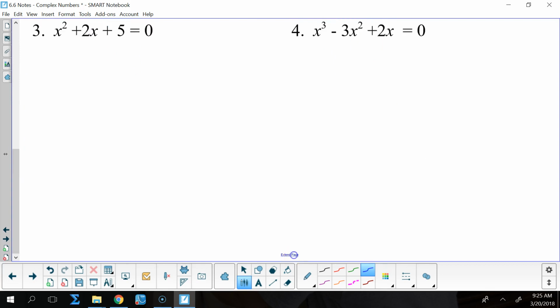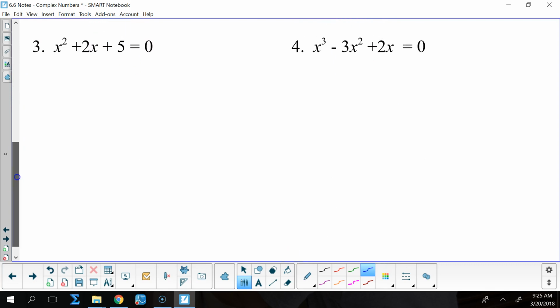Looking at number 3 now. How many answers should I get? I should get 2 because the degree, the biggest exponent, is 2. Okay, so I should get 2. Can I factor that? No. Can I square root that? No. So what's my other way? A little quadratic formula action on it.